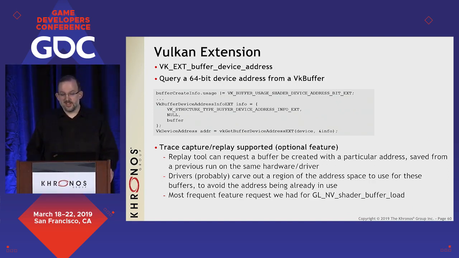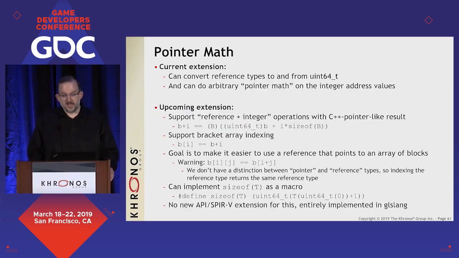By having the replay tool get the same addresses as you had at capture time, that whole patching issue is gone. Nothing has to happen, and that makes it way more practical to support trace capture and replay with this. At least on some platforms, this is pretty easy to implement, where the driver can just carve out a region of the address space to use for these buffers, and you don't let other random allocations into there. It's much more predictable that you can reallocate the same addresses in the same order, and it seems to work pretty well. This really was the most frequently requested feature we had in shader buffer load in OpenGL, so it's nice to finally solve it 10 years later.